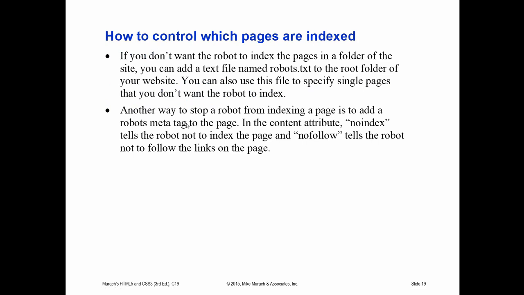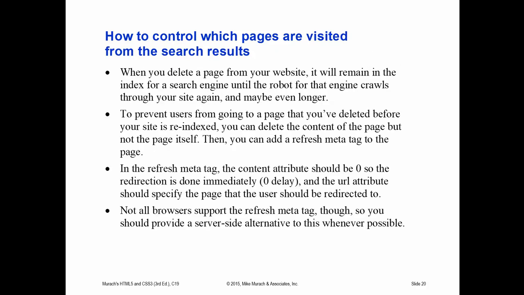So, how to control which pages are indexed. The author says here, if you don't want the robot to index the pages in a folder on the site, you can add a text file named robots.txt to the root folder. That's what I mentioned. Another way is to add a robots meta tag to the page. So you can do it either way.